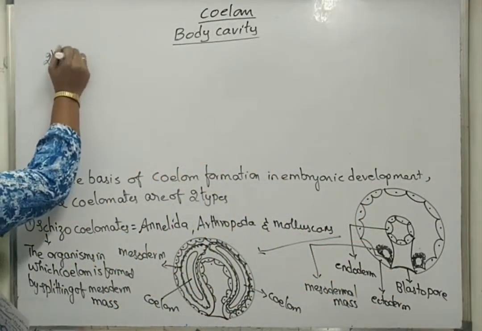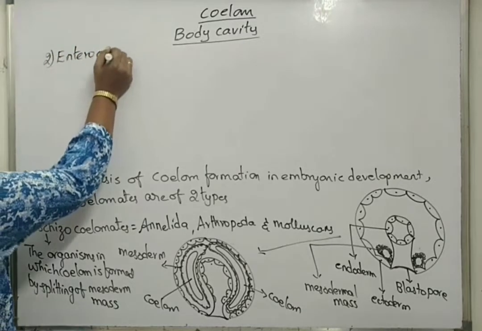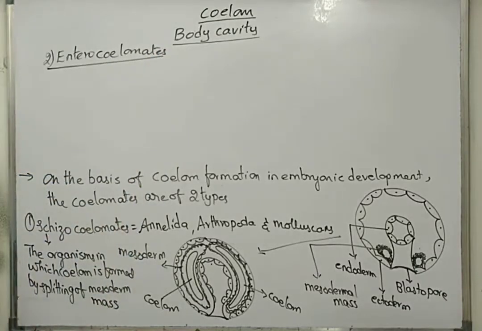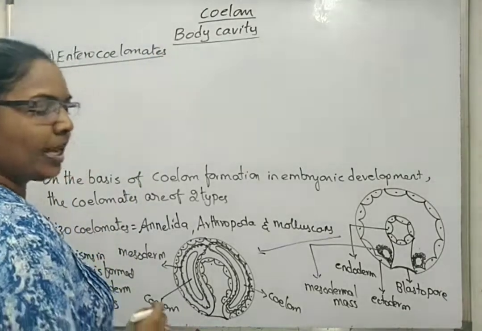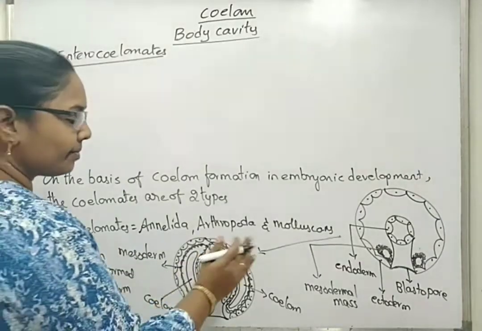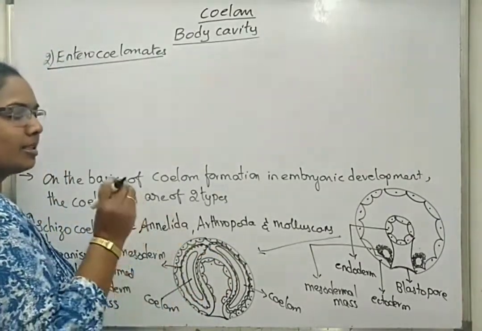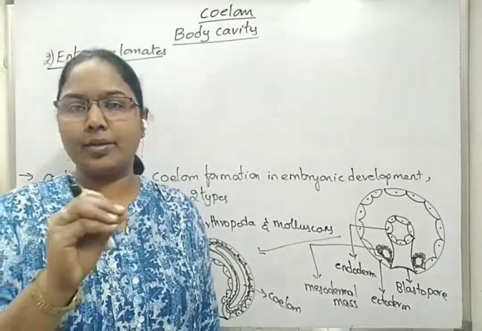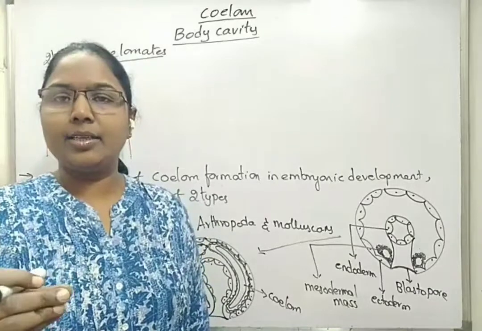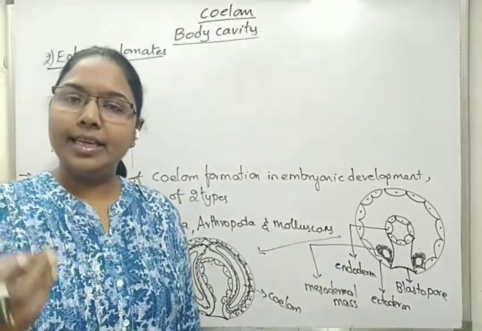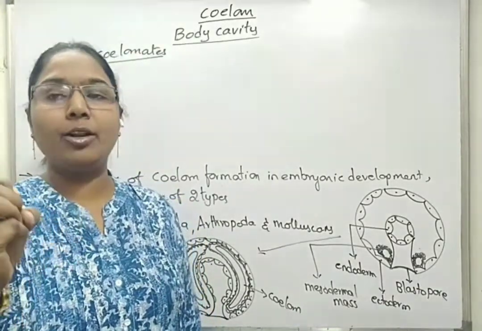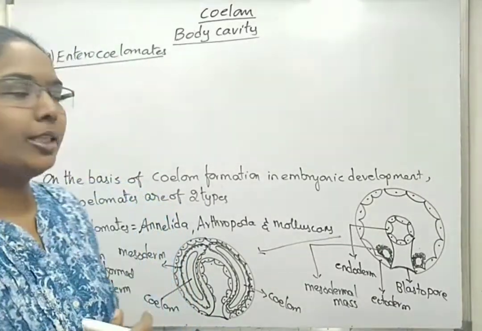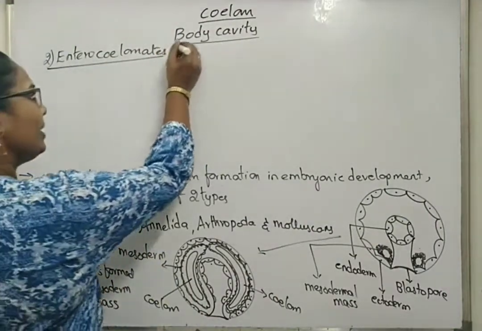Next is enterocoelomates. In some types of organisms like echinoderms, hemichordata and chordata, during the gastrulation stage, some mesodermal cells will be accumulated on the primitive gut wall or the early developing gut or alimentary canal. Then later this mesoderm will be pinched off along with the archenteron cells or the primitive gut wall and it forms into a coelom. Now we will see that one in detail.